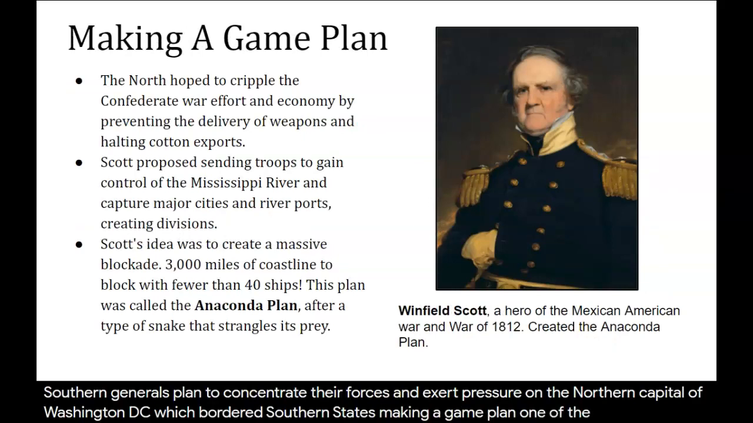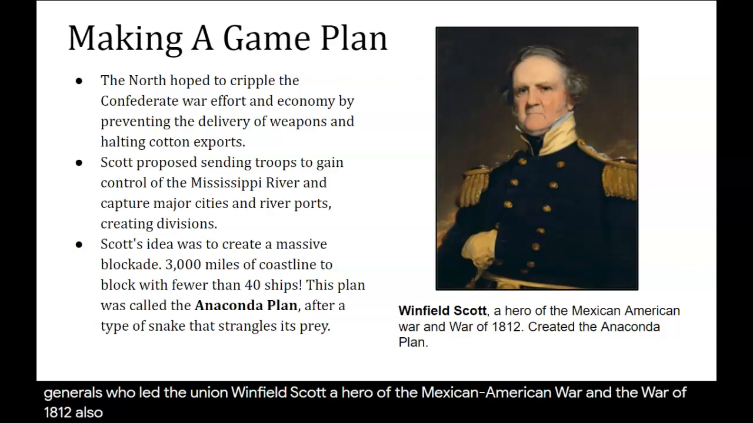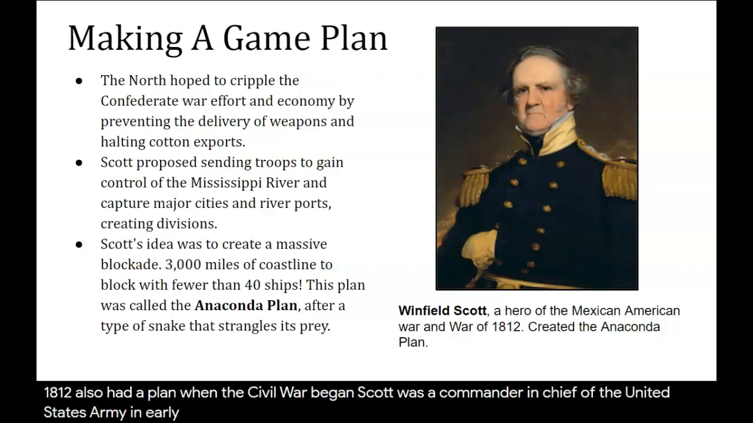Making a game plan. One of the renowned generals who led the Union, Winfield Scott, a hero of the Mexican-American War and the War of 1812, also had a plan. When the Civil War began, Scott was the commander-in-chief of the United States Army. In early 1861, he formulated a strategy he hoped would put an end to the war.